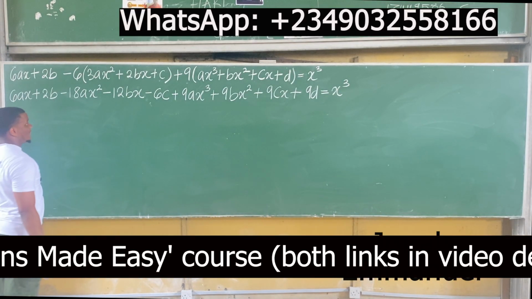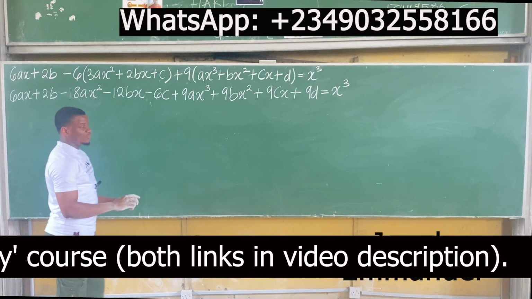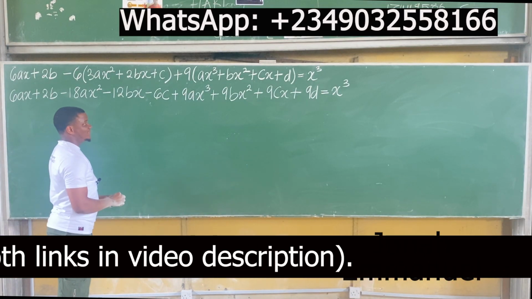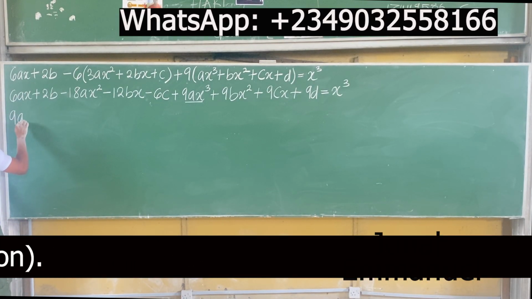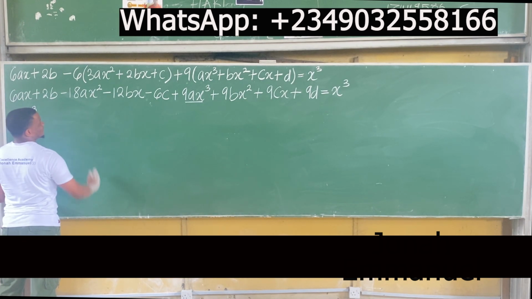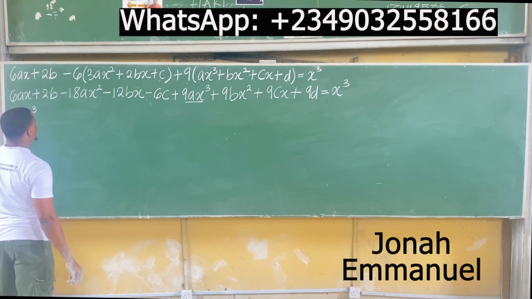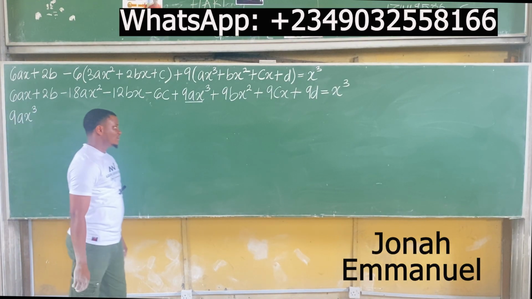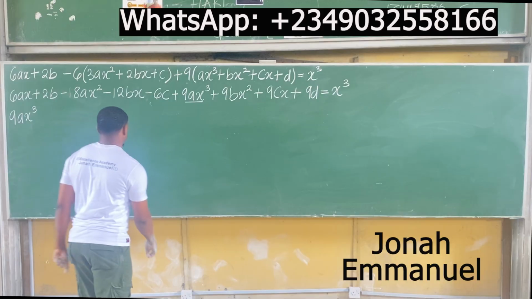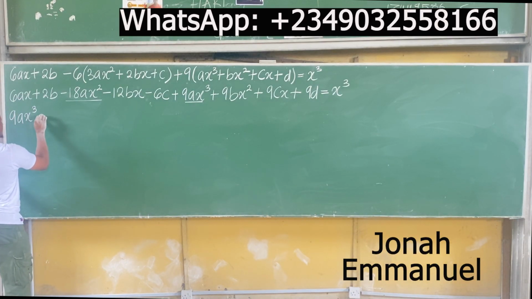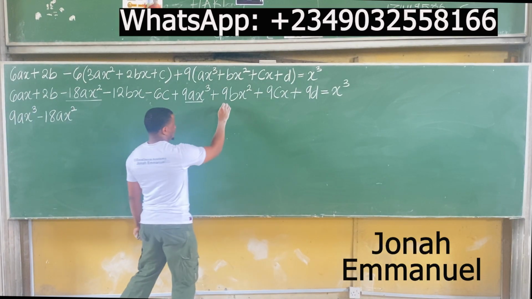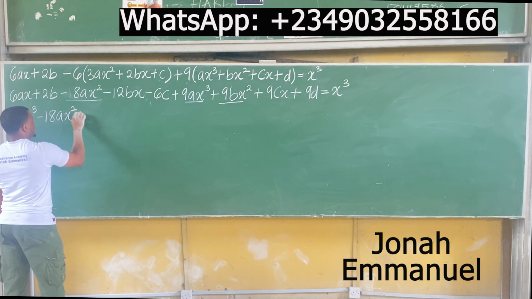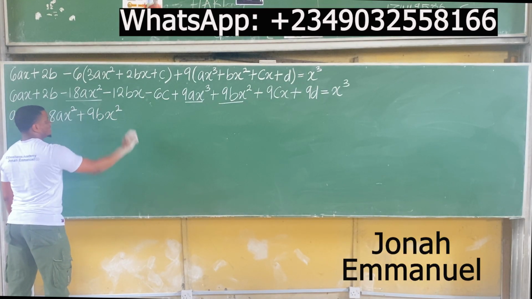Okay, what next there? Collect like terms or arrange them in what there? Descending order. What's the highest power here? This one here. So I have 9ax cubed. Let's take x squared. You have this one first. So take this one here. You have minus 18ax squared. Give me the next x squared there. Plus 9bx squared. X squared is gone.